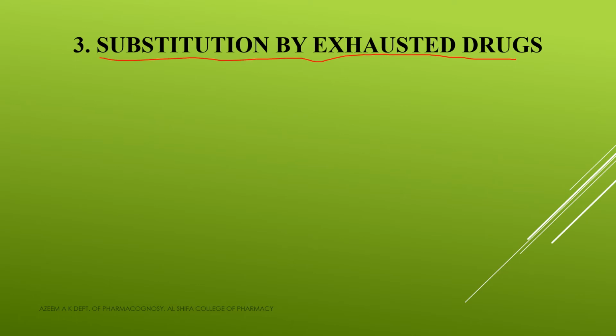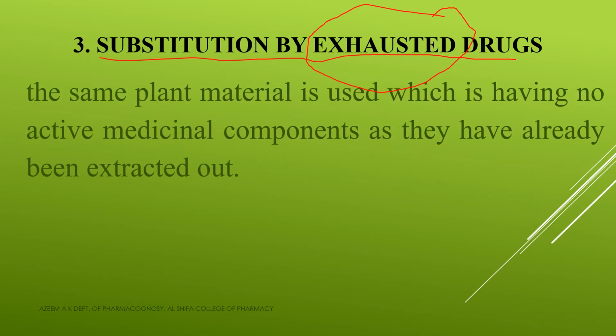So here the term exhausted means the drug is already exhausted, or the active constituent from the drug is already taken and the remaining thing is used as adulterant. Clear? So here the same plant material is used which has no active medicinal components. The active medicinal components have already been extracted out.